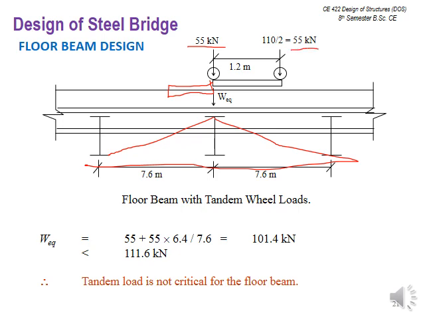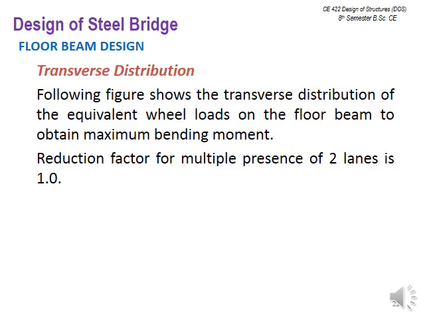It will be 55 for one wheel, 55 for the other wheel. So it is equal to 101.4. This 101.4 kilonewtons is much smaller as compared to tandem. So your tandem load is not critical. You are considering truck load as critical. So once from the longitudinal distribution you get an idea that your truck load is more critical.